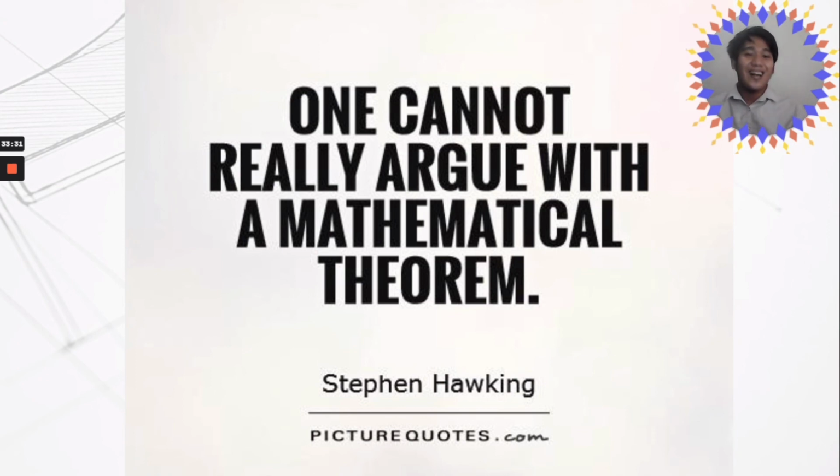One cannot really argue with a mathematical theorem, as Stephen Hawking said. Why? Because it's already proven. Accepted as true, as long as there's proof. So don't argue with it. You will just lose. Just like, never argue with a 90-degree angle. It's always right. That's all.